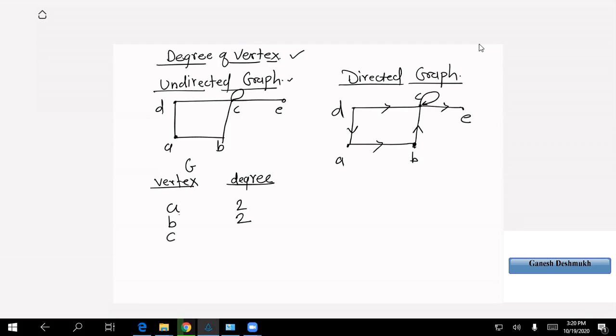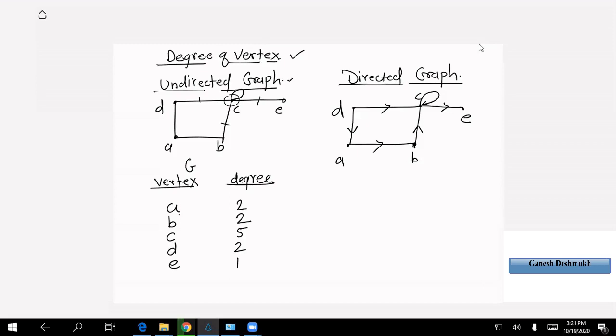Now what is degree of vertex C? Remember there is a self loop at the vertex C, and in case of an undirected graph, a loop at the vertex is counted as 2 edges, and hence degree of vertex C is 5. The loop at the vertex is 2 edges and the remaining 3 edges: one is from D, second from B, third from E. Hence degree of vertex C is 5. Similarly, what is degree of vertex D? As 2 edges pass through it, degree of vertex D is 2, and there is only 1 edge passing through E, so degree of vertex E is 1.